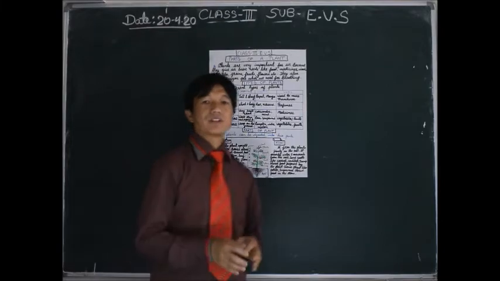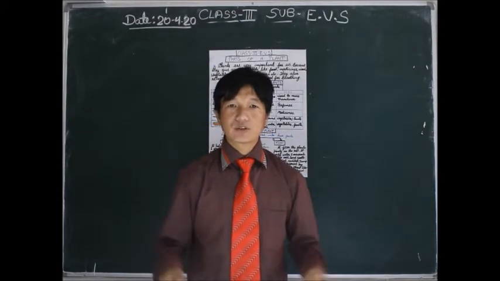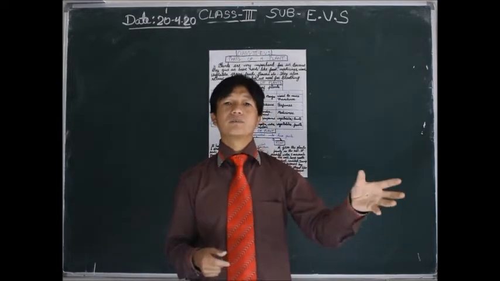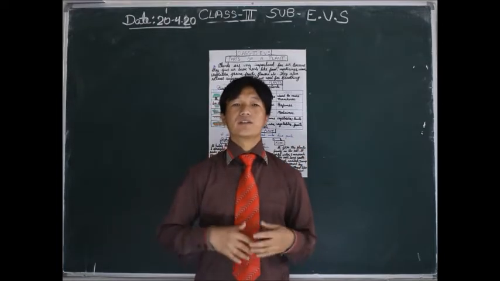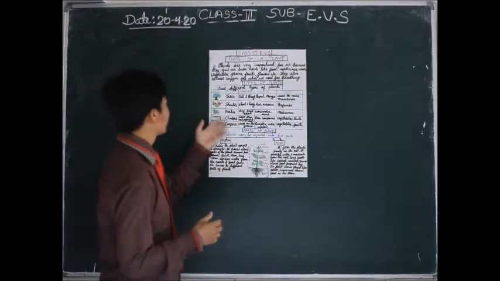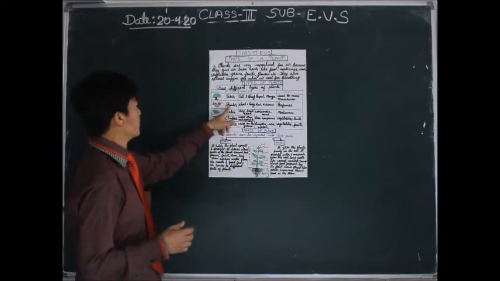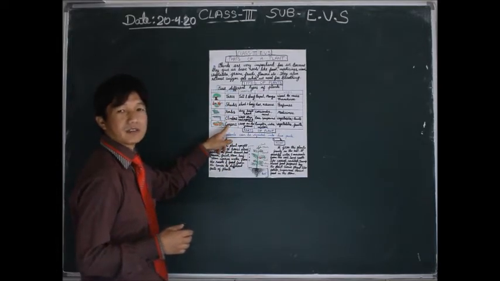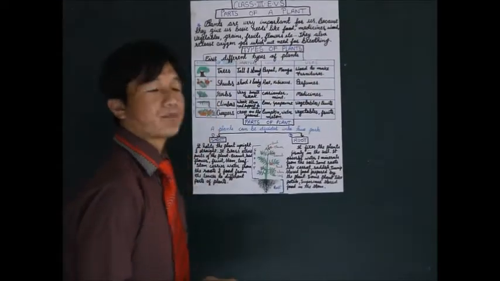And if you look around, plants means not only small things, small grass, bushes, or trees. There are so many plants. There are different kinds of plants. They are tall trees, shrubs, herbs, climbers, and creepers. So these are five different types of plants.